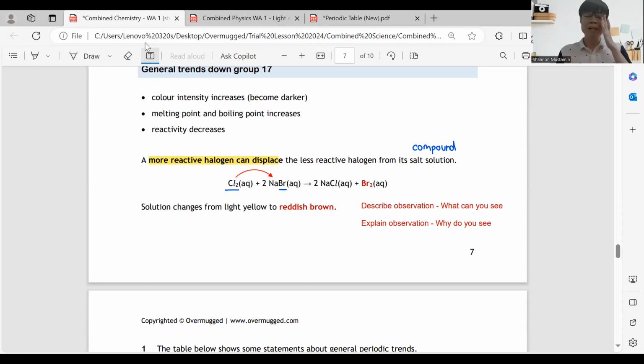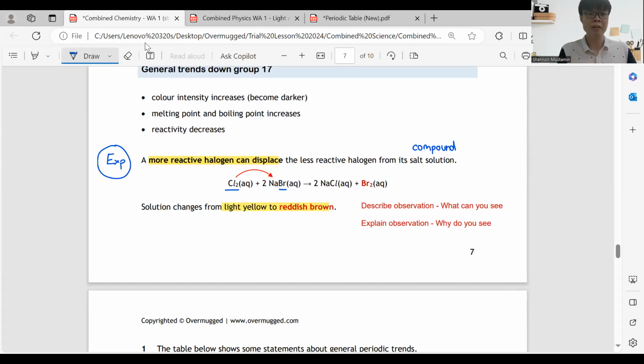Okay, if you are asked to describe observation, you should tell me color change. Is there any effervescence? Is there any solid forming? Is there any color change of solution? These are things that you can see. If they ask you to explain why you see this change, it will be here. This is the explanation.